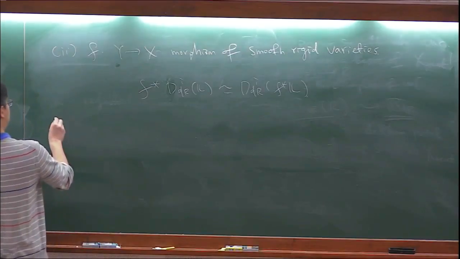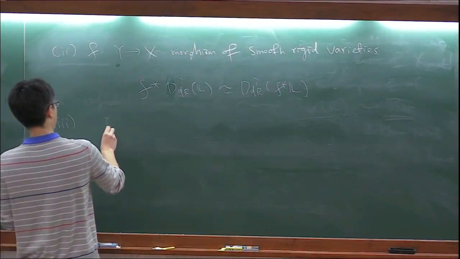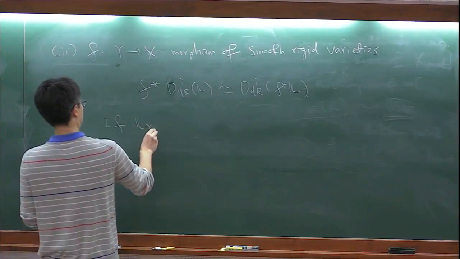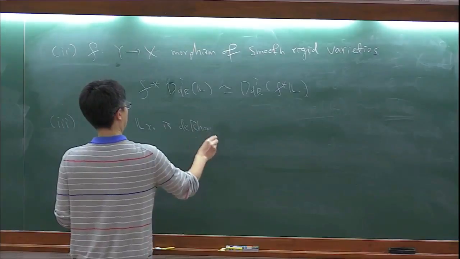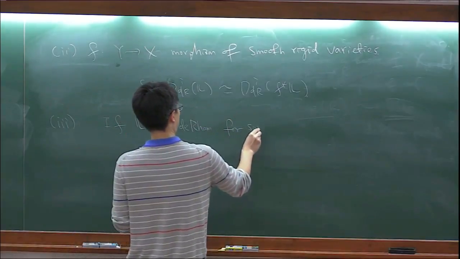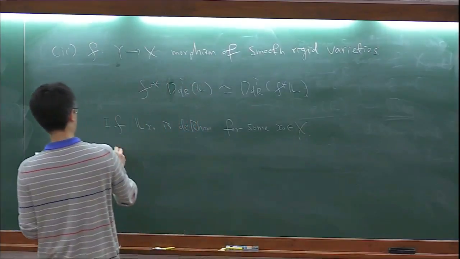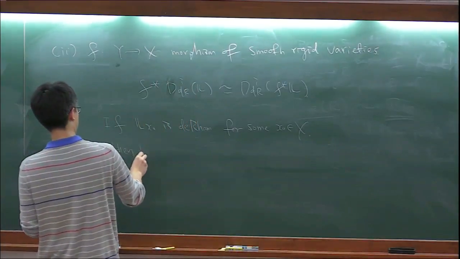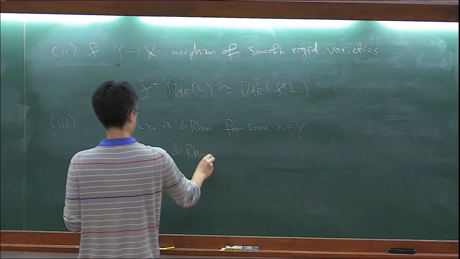Yeah, so that is what I say. If L restricted to x_0 is de Rham for some x_0, then L itself is de Rham.